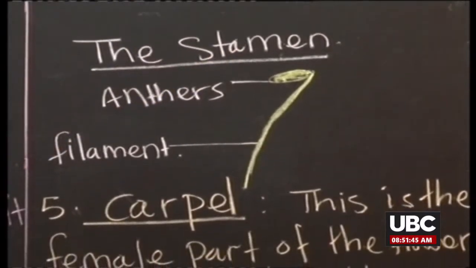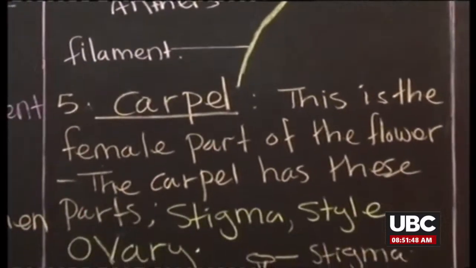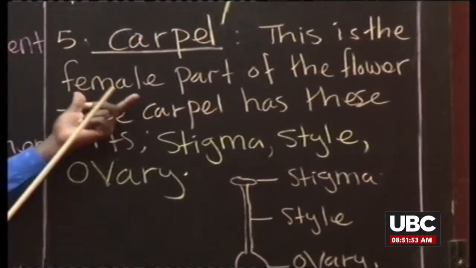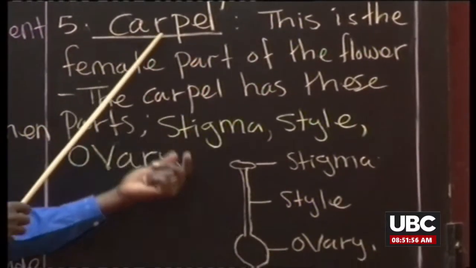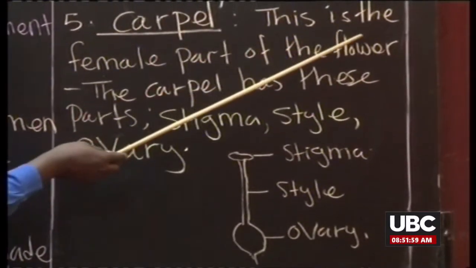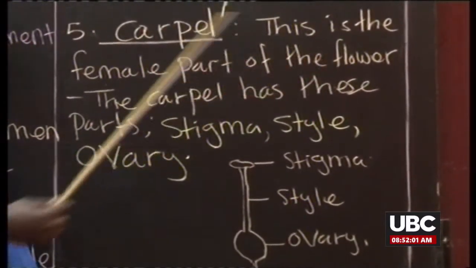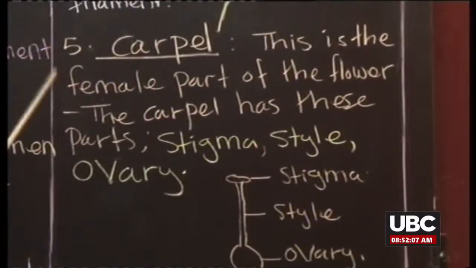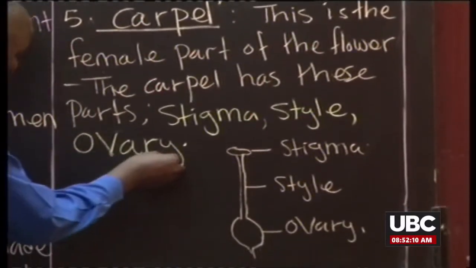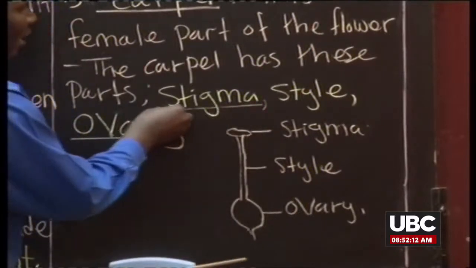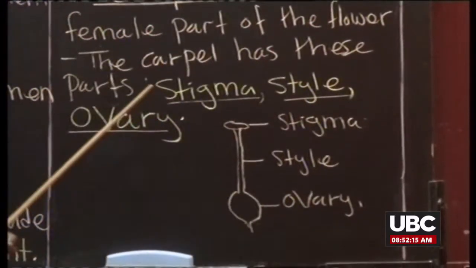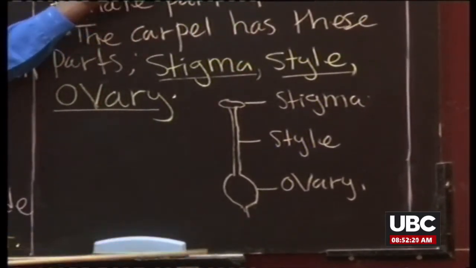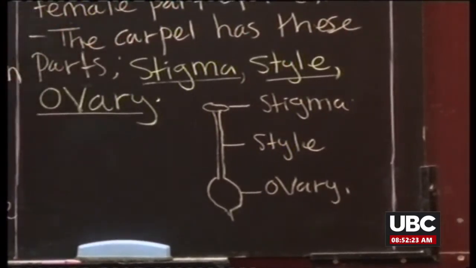And then, since you have looked at the male, it will also be good to look at the female. And the female part of the flower is the one we call the carpel. The carpel is the female part of the flower. The carpel has these parts. Which are the parts, children? We have the ovary, we have the stigma, we have the style. Together, they form what we call the carpel, being the female part of the flower.